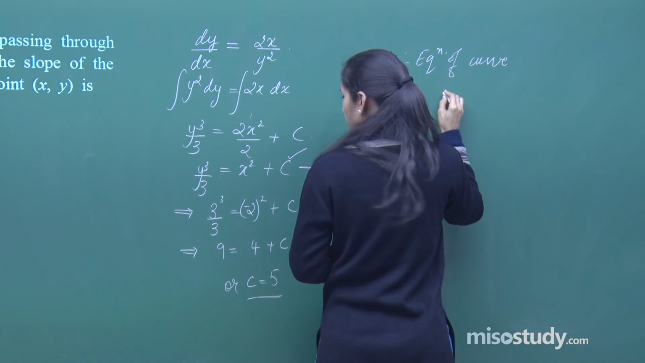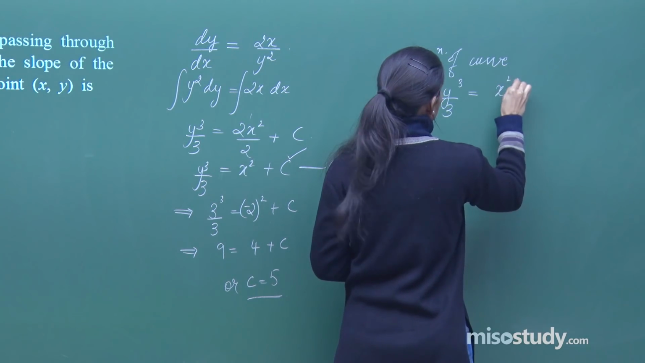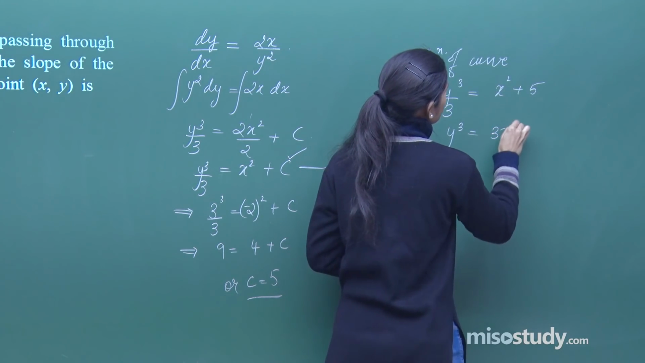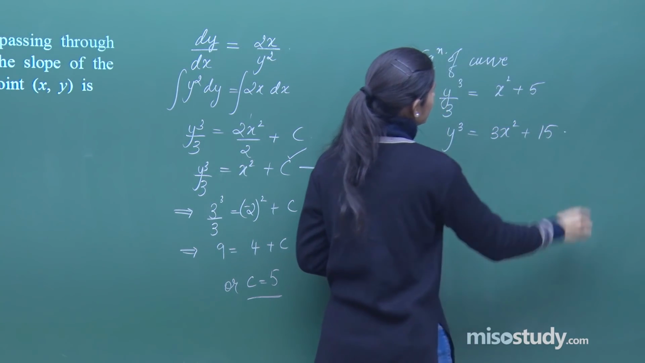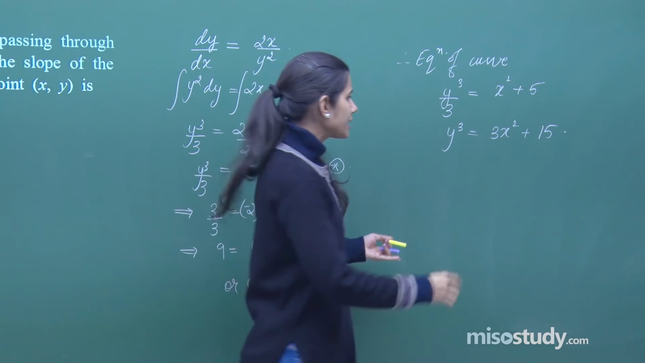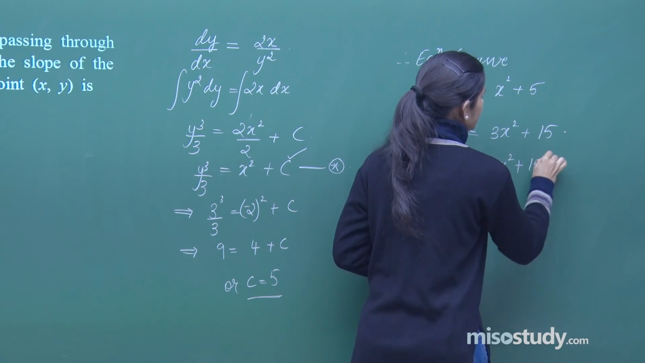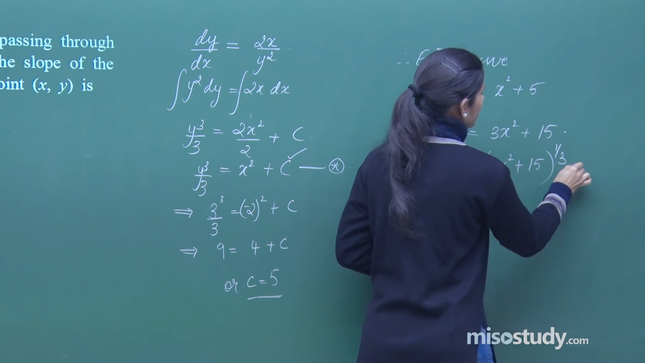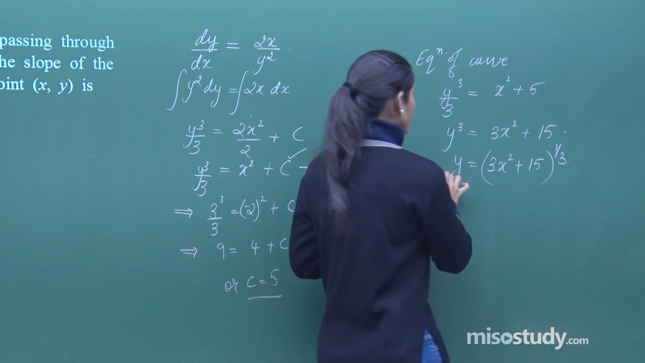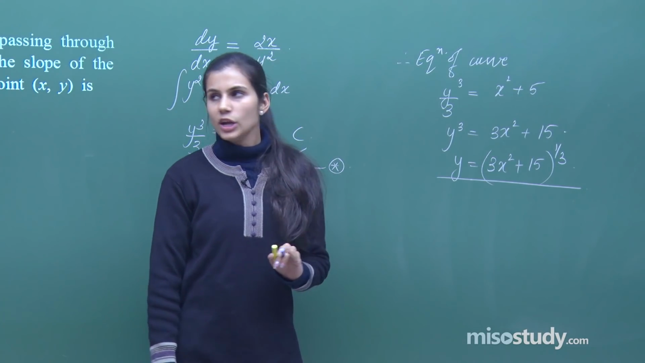Equation of curve becomes y cube by 3 equals x square plus 5, or you can say y cube equals 3x square plus 15. So now x square is already non-negative, so 3x square plus 15 is non-negative. So y becomes 3x square plus 15 whole to the power 1 by 3. I have taken the cube root. Is it clear?